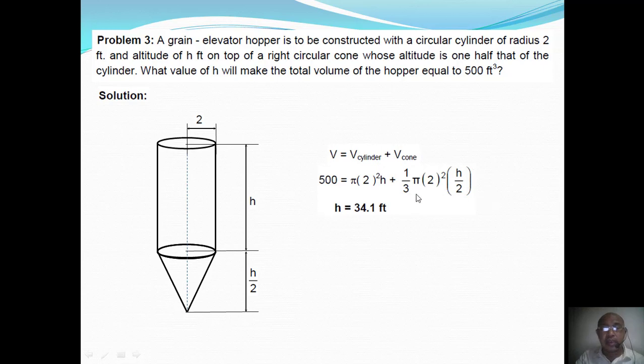Okay. So the radius is 2, the height of the cylinder is h. For the cone, the radius is 2. The height of the cone is h/2. And the volume is 500 cubic feet. So, the only unknown here is the height, that is equal to 34.1 feet.